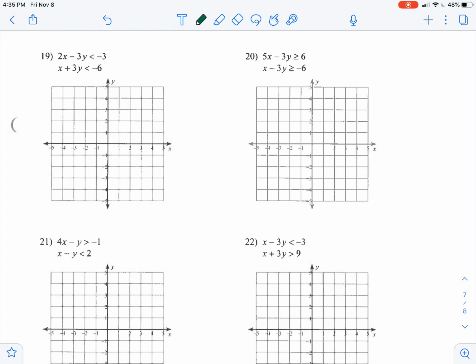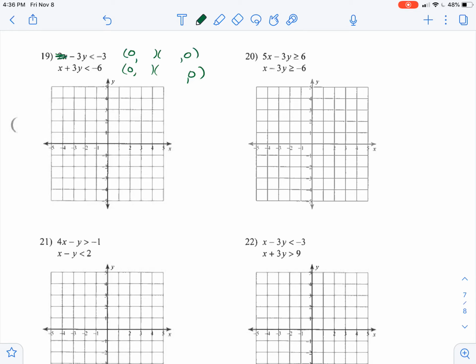Okay, so I'm on number 19. Again, hopefully you did try the others. So on number 19, again, I am going to do my zeros. So I'm going to start with x being 0 and then the y being 0. You can do those in any order.